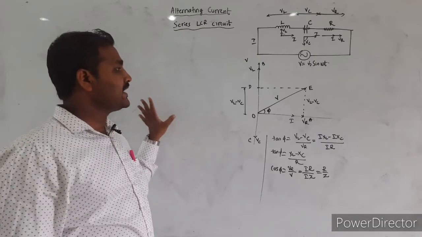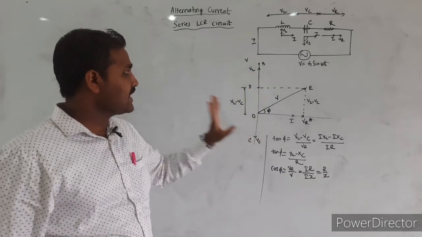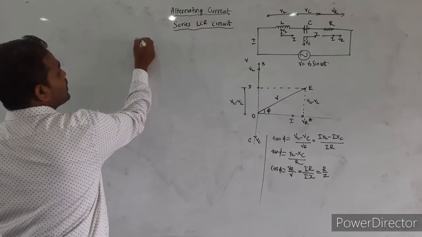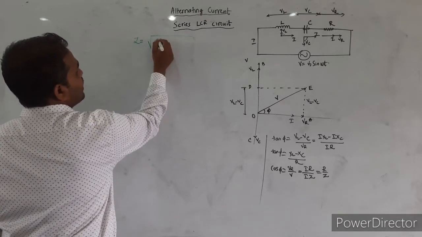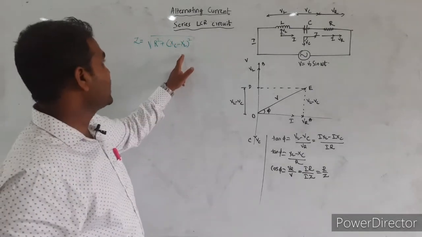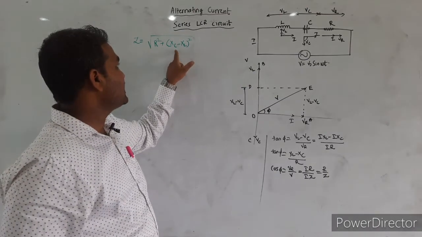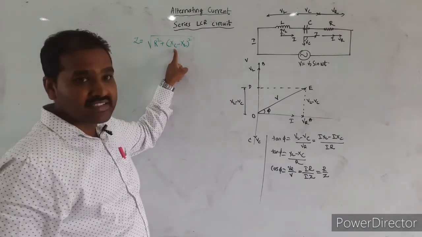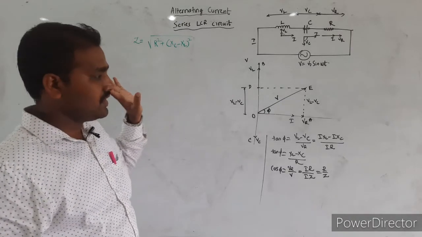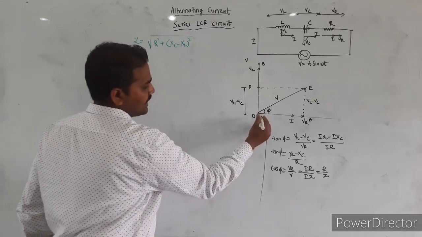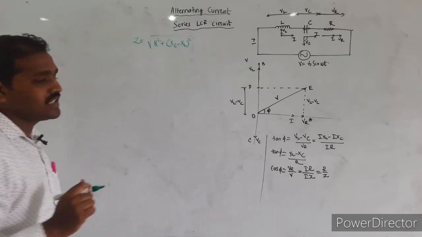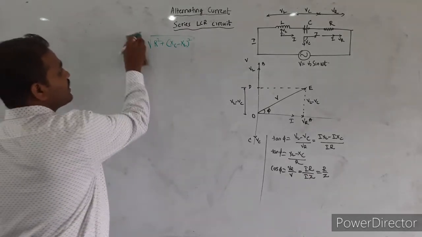Whatever derivation we did, we assumed VL is greater than VC. If VC is greater than VL, then Z will be equal to square root of R square plus (XC minus XL) whole square. That is the only difference. When XC is greater than XL, I will write XC minus XL inside, or I can take the difference of XC and XL. That time the vector in the downward direction will be greater and the vector in the upward direction will be smaller.